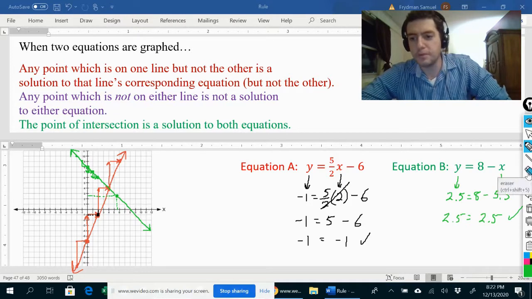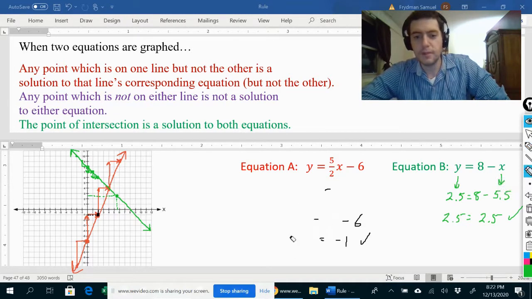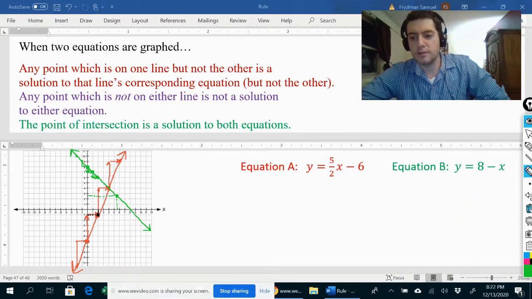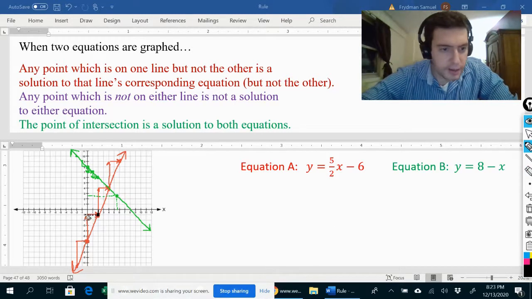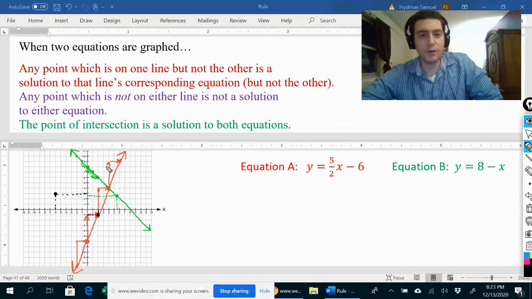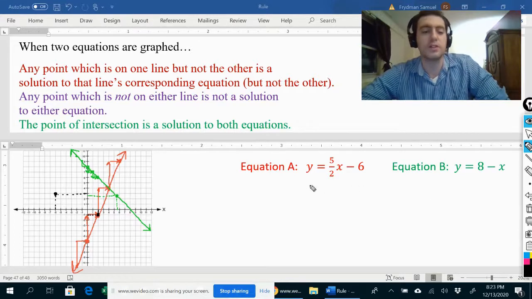So for example, what if I were to take, let's say this point over here, how about -6, 3? All right, -6 for x and 3 for y. So that's not on the green line and it's not on the red line, so it should not be a solution to either one of these equations.